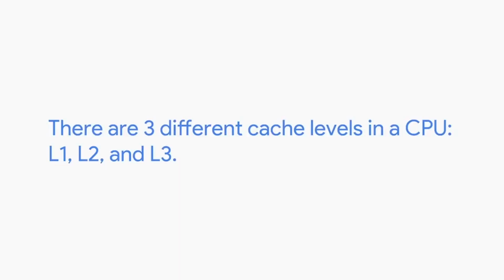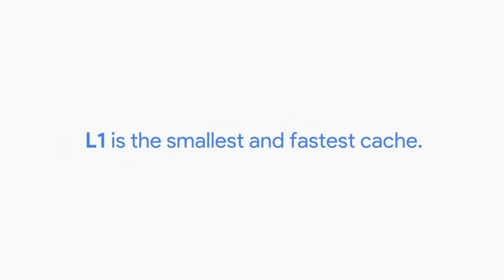There are 3 different cache levels in a CPU: L1, L2, and L3. L1 is the smallest and fastest cache. If you're interested in learning more about this, you can check out the supplemental reading I've included right after this video. So now we understand how our RAM interacts with our CPU.